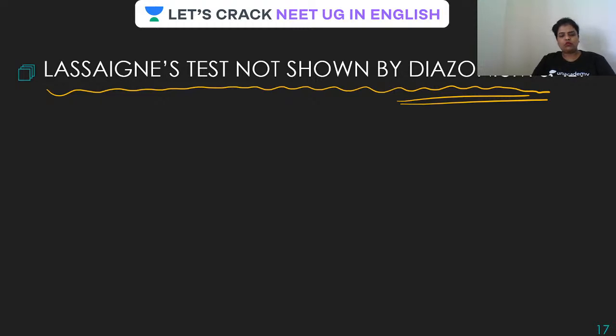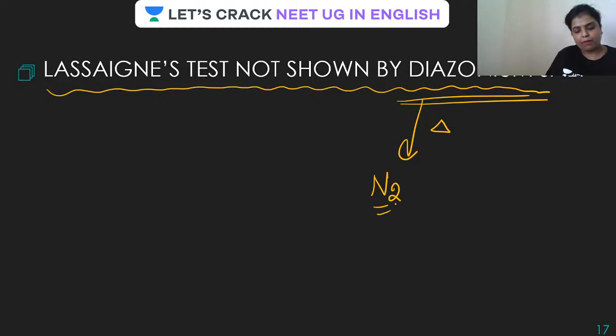Diazonium salt. Why, guys? Why diazonium salt? Diazonium salt does not give this, because you know what happens when you heat them? They release N2, nitrogen gas, and this nitrogen is released much before they react with sodium.